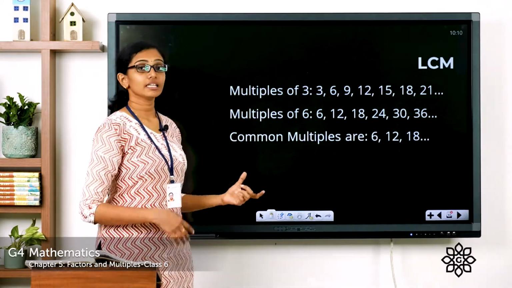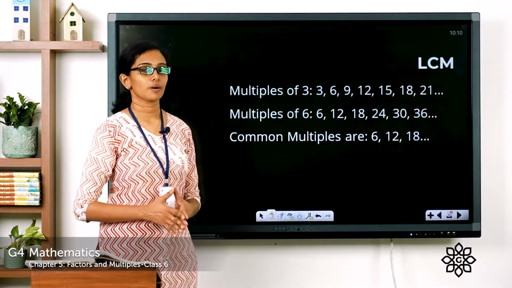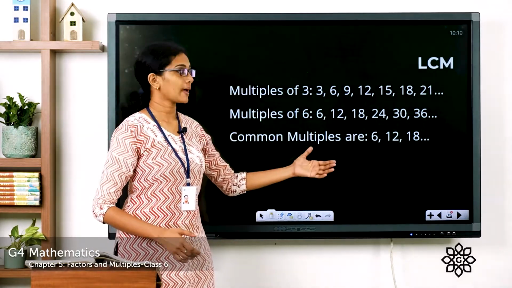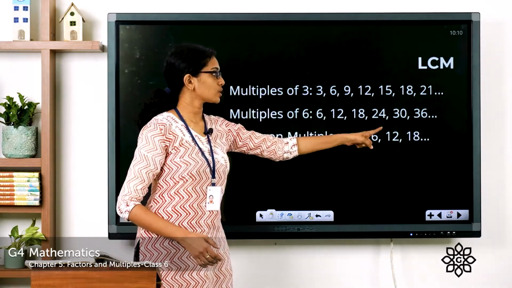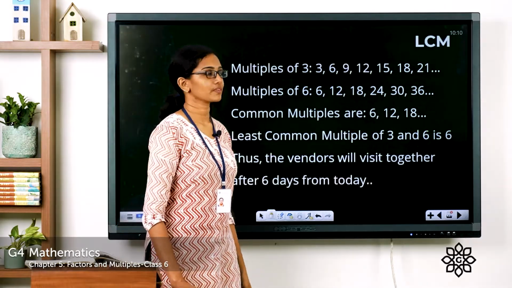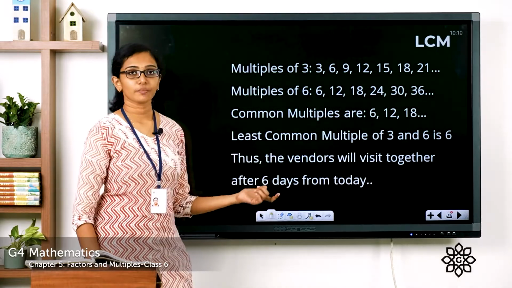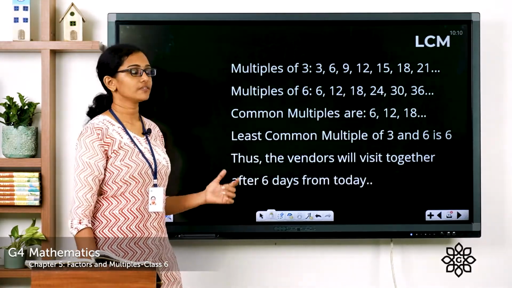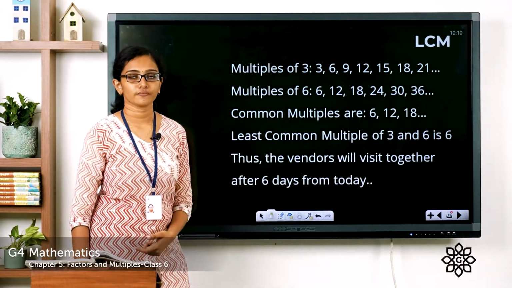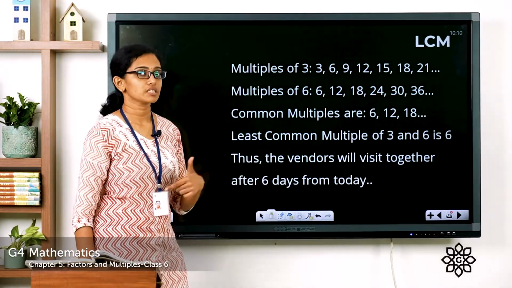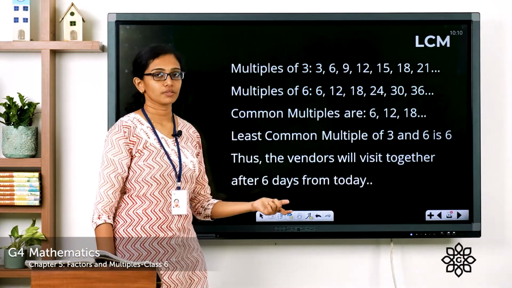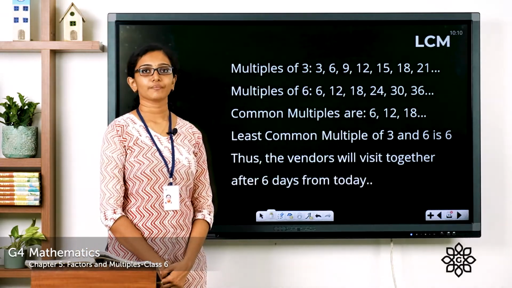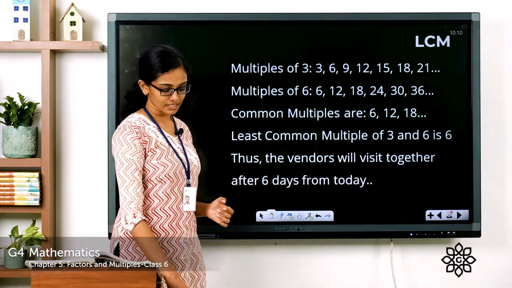Let's see the least common multiple, or the lowest common multiple. The LCM of 3 and 6 is equal to 6. So, LCM is 6. That means the vendors will visit together after 6 days from today. So, if they visited today, the 6th day from today is the day they are going to visit together the next time. So, I hope this question is clear to you.